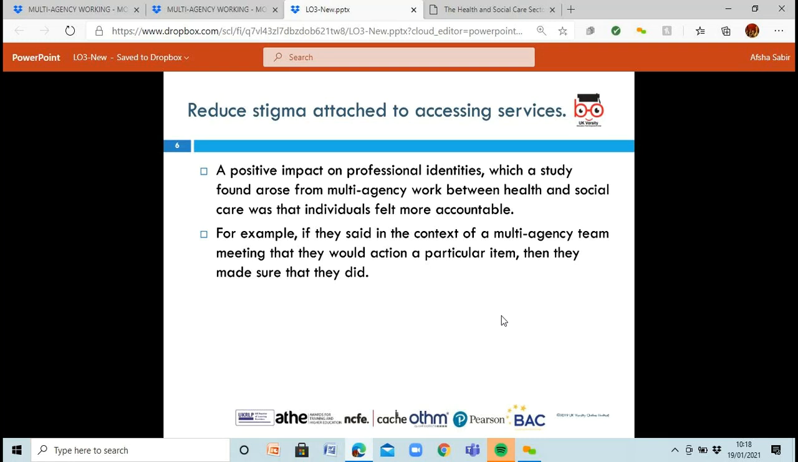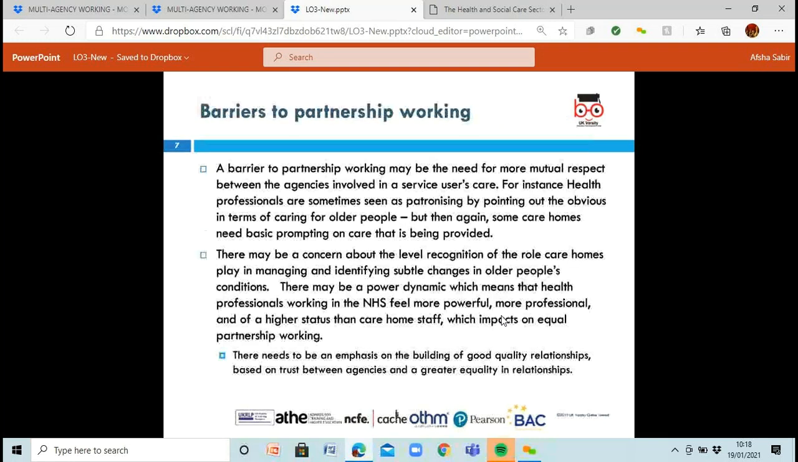But again, there are barriers as well. So we're going to look at some barriers towards partnership working.